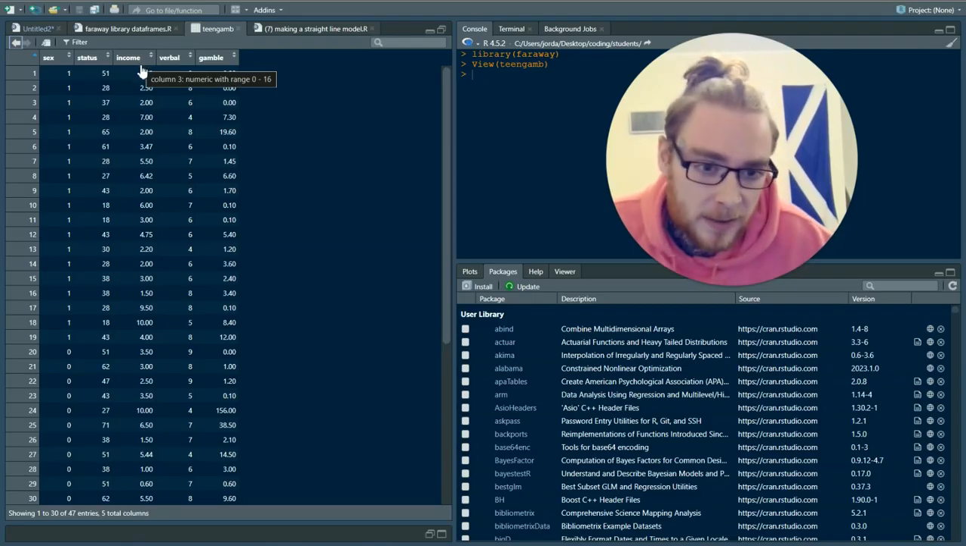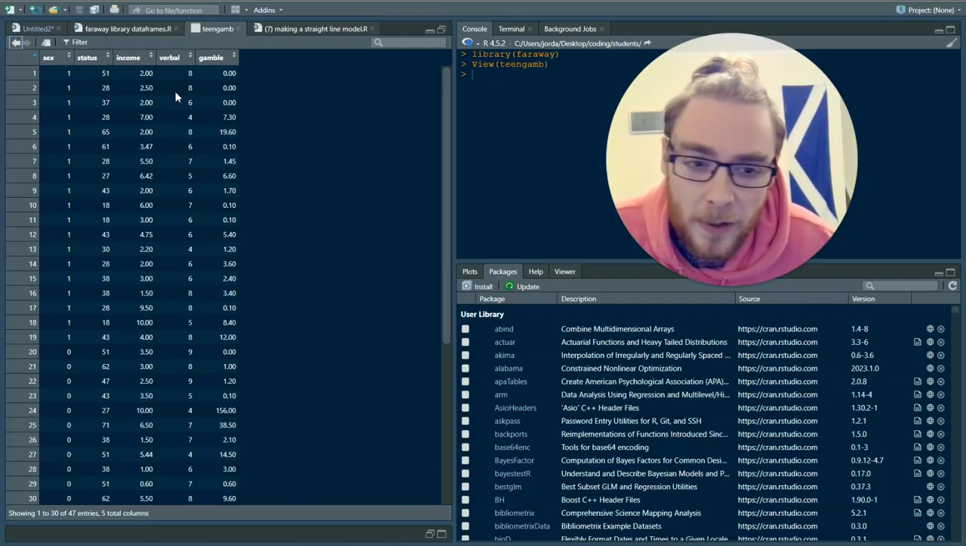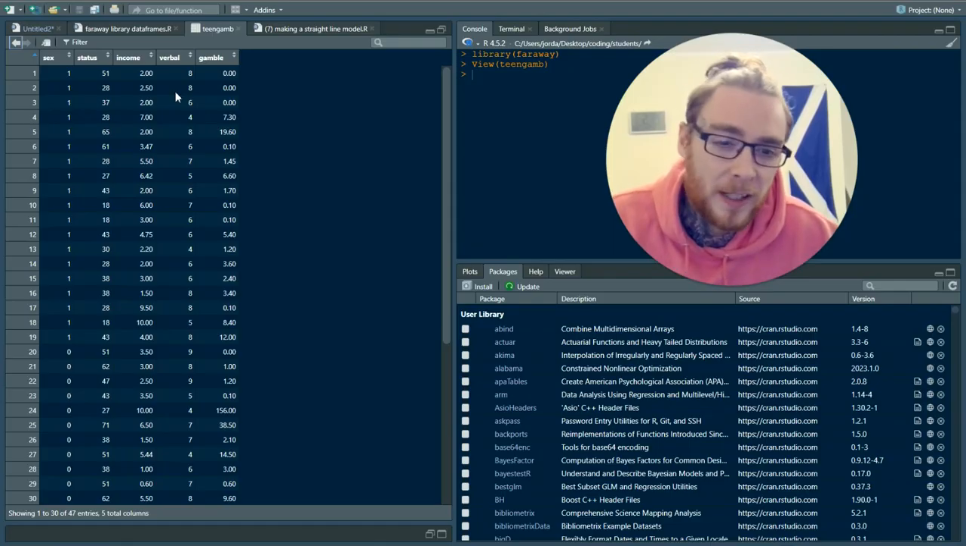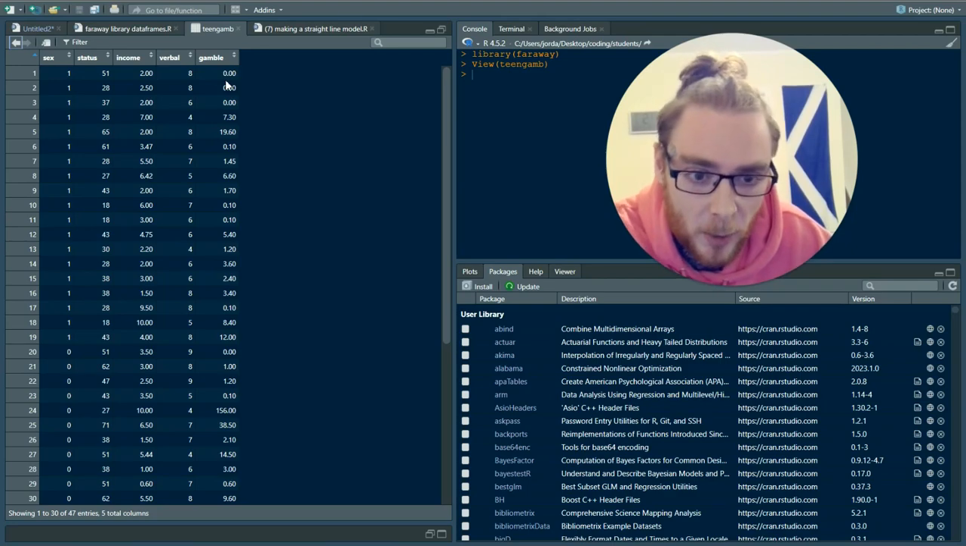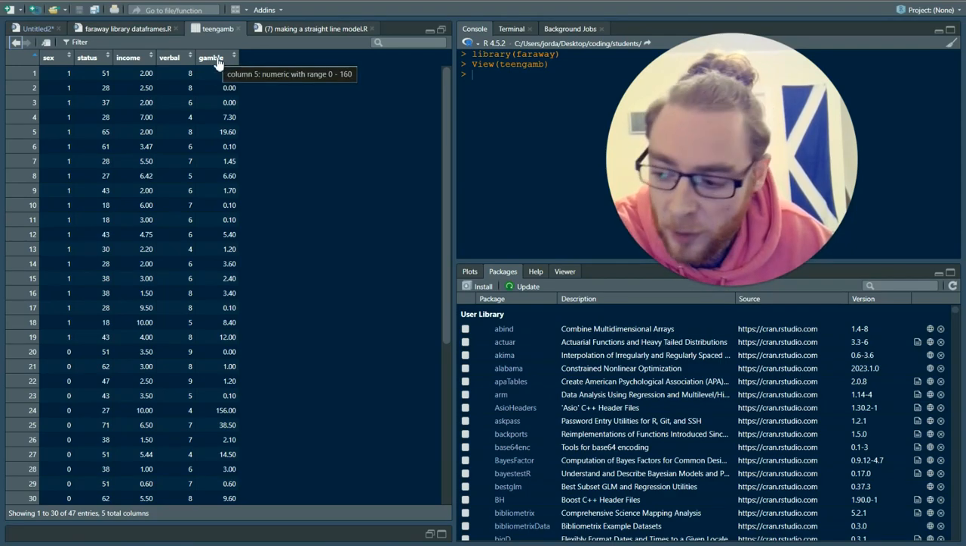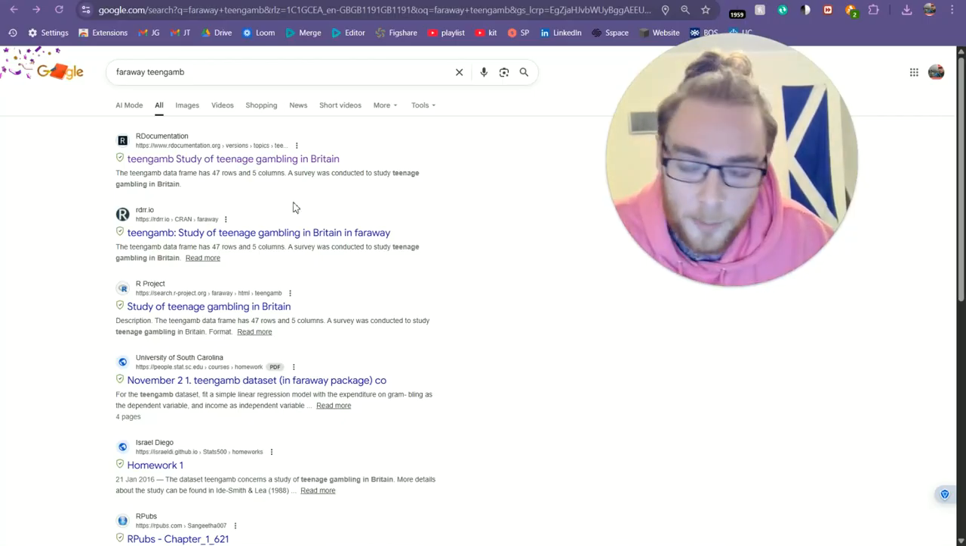Income is obviously some sort of monetary income that people are getting. Verbal seems to be some measurement of, or some code for, how good their verbal skills are, which is maybe related to education in some way. And then gamble would be the response column. Again, it's not clear from this what the units are for the gamble column, but it's obviously some measurement of how much they're gambling or their gambling risk. So we need more information for sure.